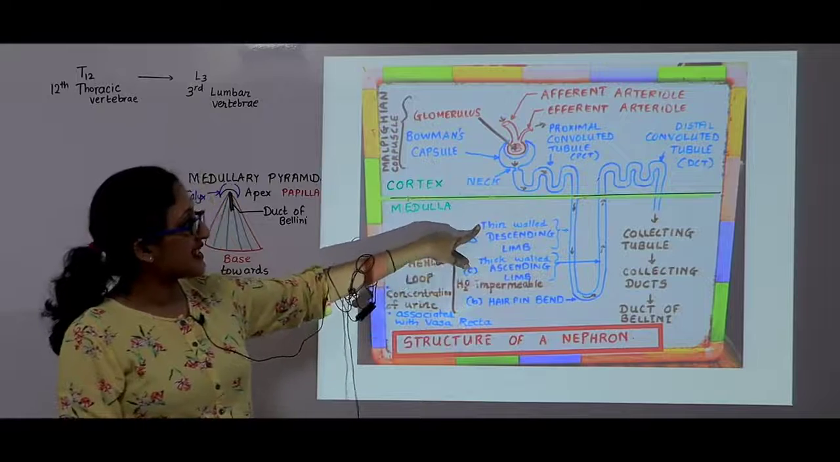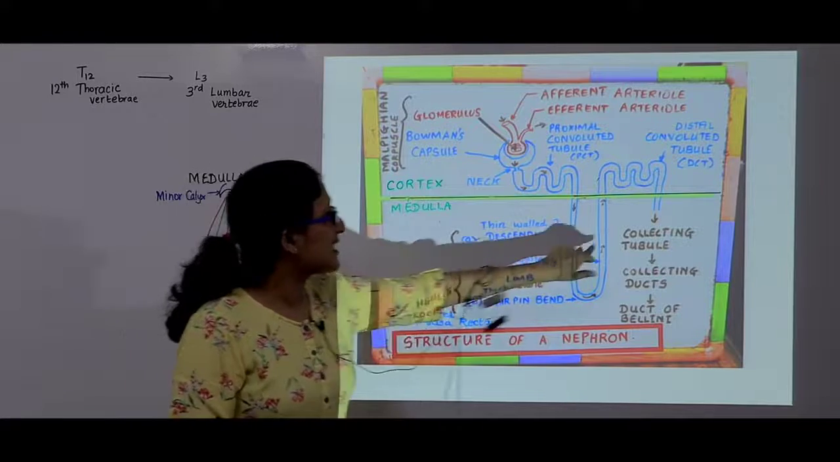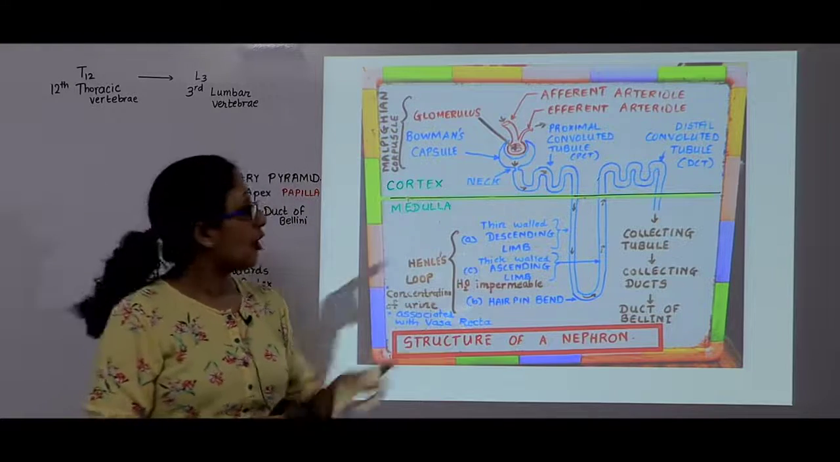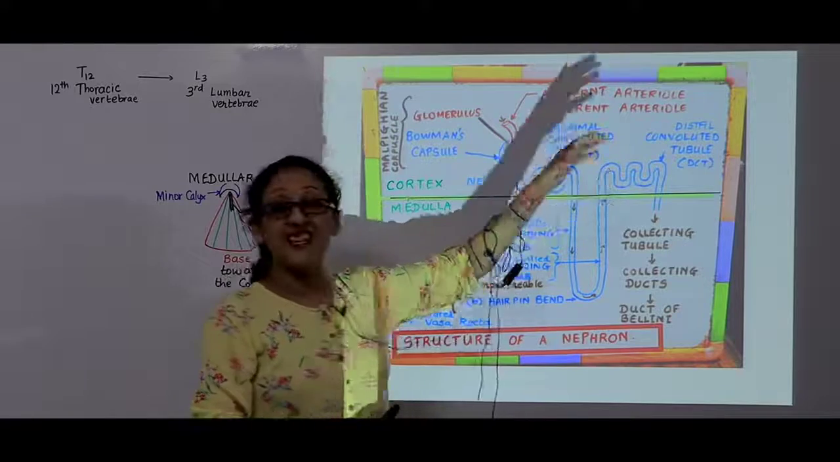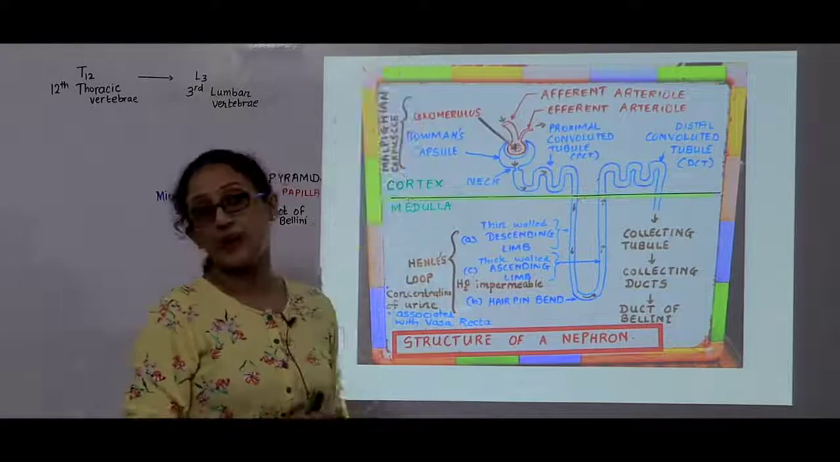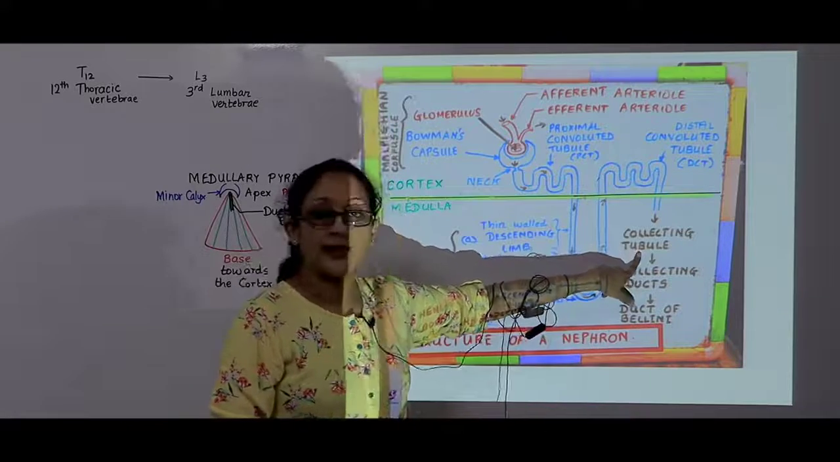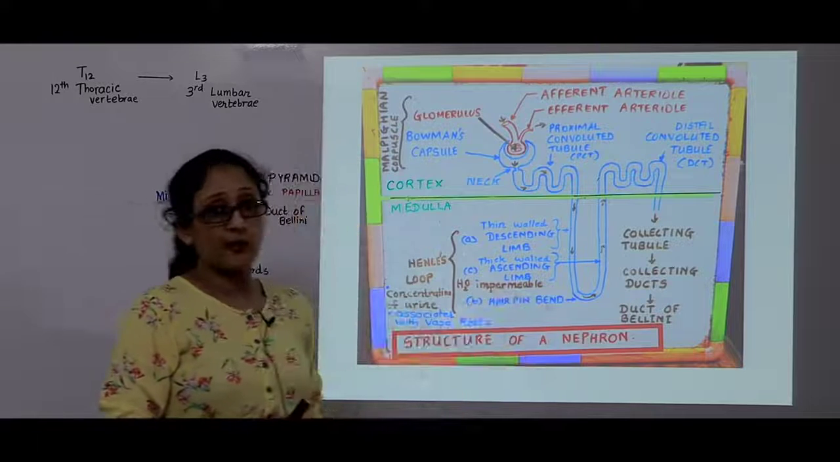The descending limb is thin walled. I have shown a little thinner. Ascending limb is thicker and it is impermeable to water. From the ascending limb, the urine will now enter into the DCT, which is once again in the cortex. From the DCT, it goes into the collecting tubule, collecting ducts, and then into the duct of Bellini.